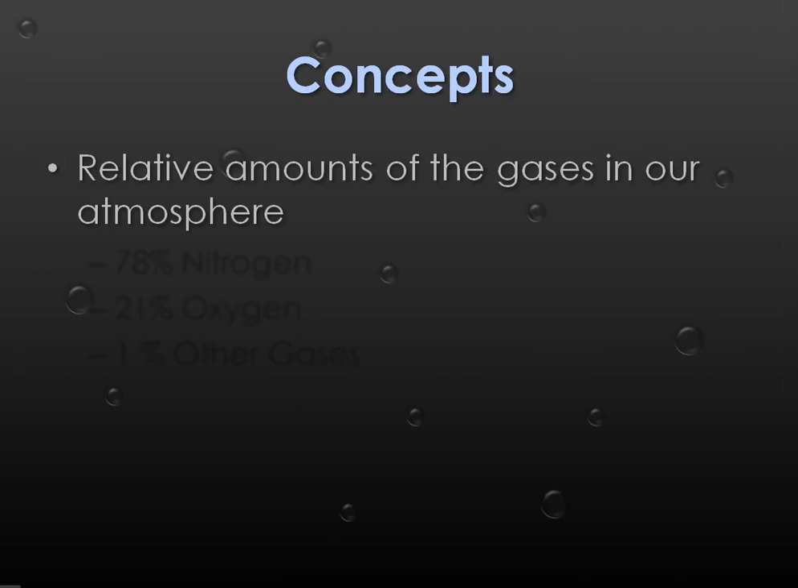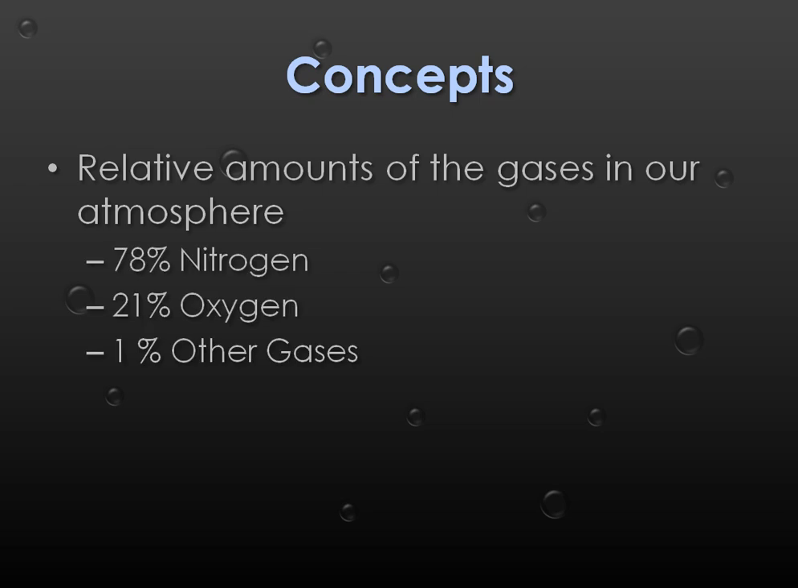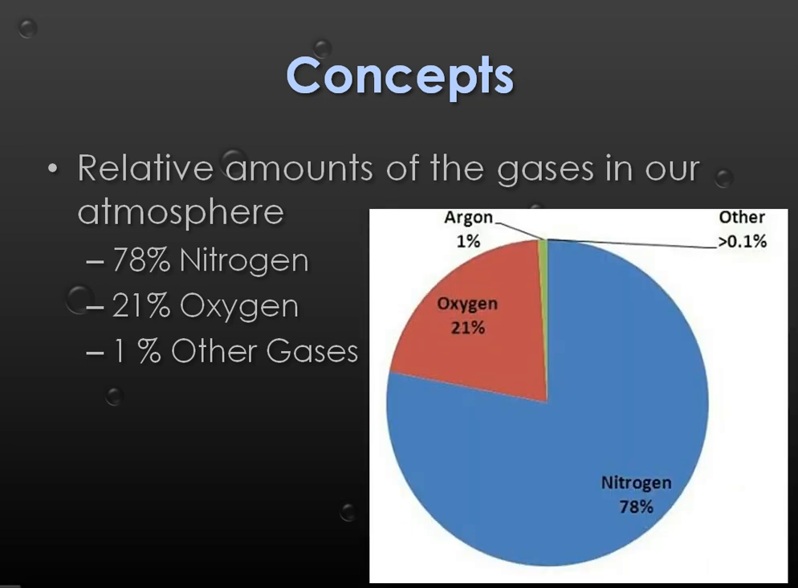Now, going through the concepts, the first one I want to talk about is the relative amounts of the gases in our atmosphere. As we talked about in class, it's about 78% nitrogen, 21% oxygen, and 1% other gases, composed of all the other things that we see in the atmosphere. If you take a look at this graph, you can see on the pie chart we have 78% nitrogen, 21% oxygen, and then there's just that little bit of argon right here. You can see where my mouse is pointing, and that takes up the 1%, and everything else, including the carbon dioxide, water vapor, all the other stuff falls in that 0.1% range.